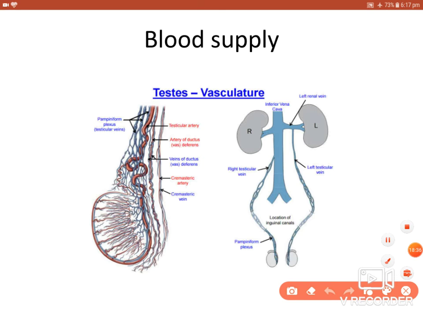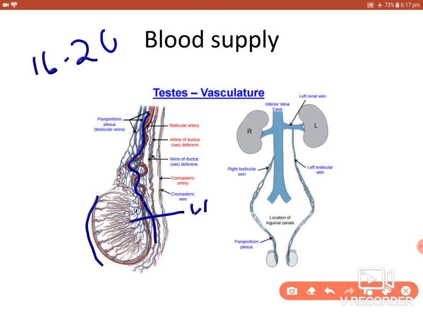Then blood supply of the testis. See, this is the anterior border, this is the posterior border. Here this forms the hilum of the testis. You can see the testicular arteries coming. The testicular artery is a branch from the abdominal aorta. Then venous drainage is by the pampiniform plexus of veins. There are some 16 to 20 veins coming out from the testis.